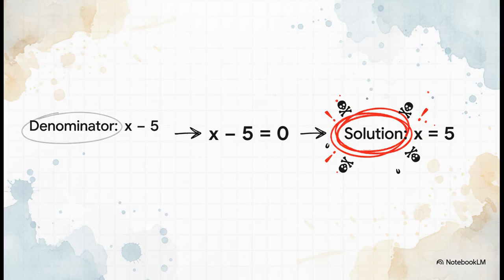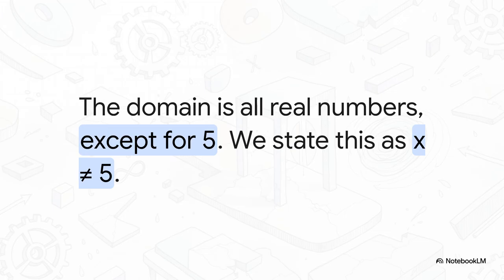So as you see, we take that expression and we set it equal to 0. From there, it's just a tiny bit of algebra. Add 5 to both sides, and boom, we find out that our solution is x equals 5. This is our one and only danger zone for this function. So, what does this actually mean? It means the domain is every single number in the universe except 5. If you dare to plug in 5, you get division by 0 and the whole thing breaks. Any other number, totally fine.